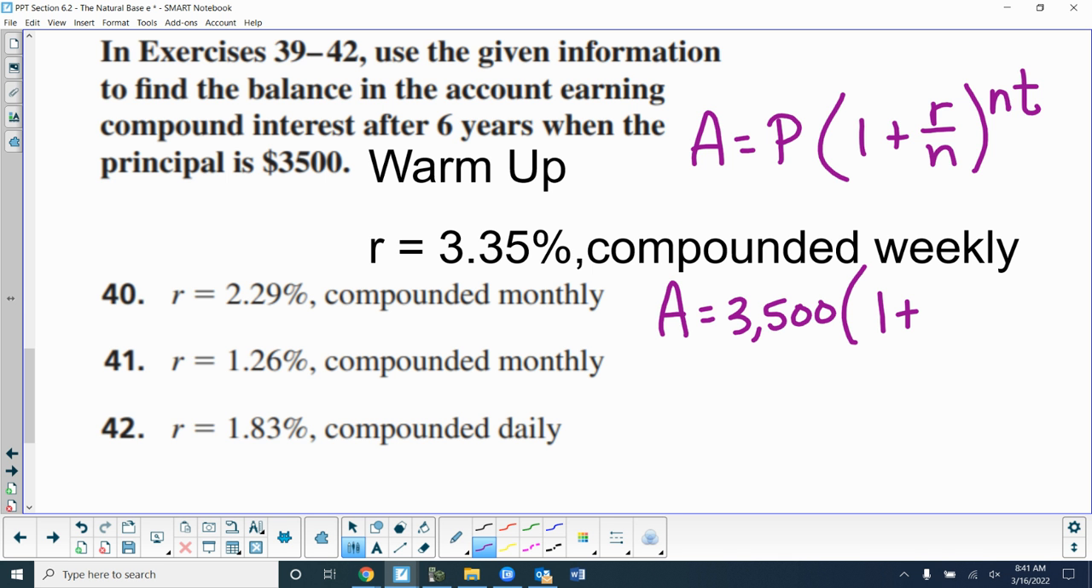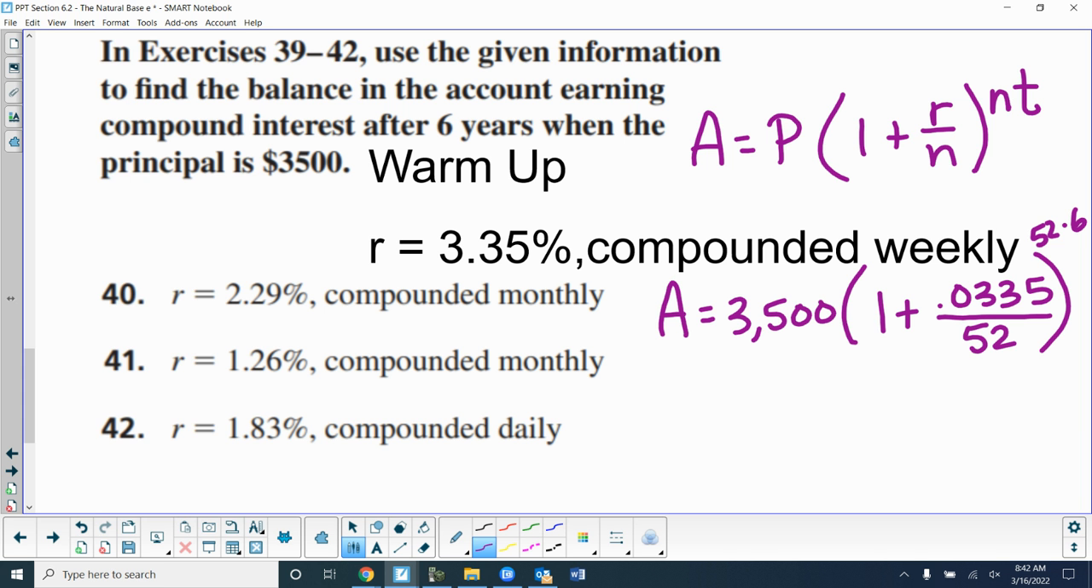What's the R? 0.0335. It says compounded weekly. How many weeks in a year? 52. And then what's my exponent? What's N? 52. And how many years? 6 years. So I kind of didn't give myself a lot of room there. But that exponent is 52 times 6.